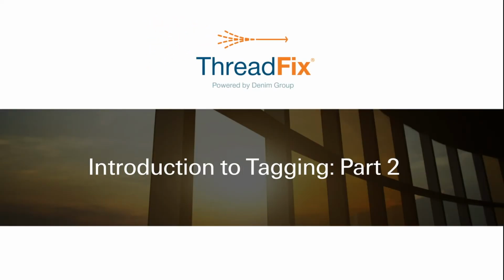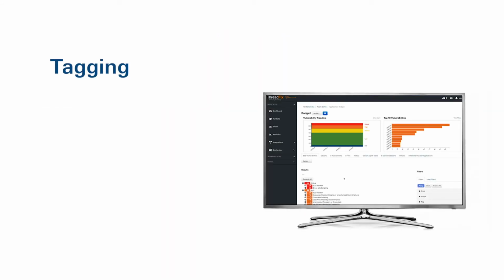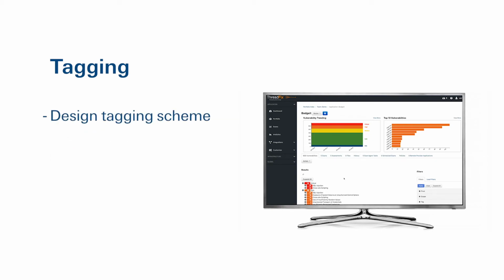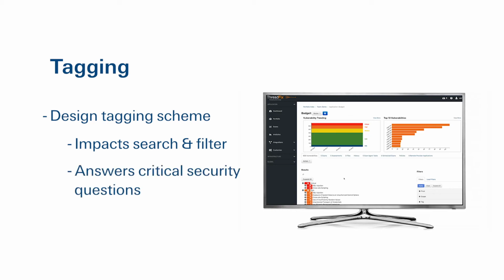Welcome to part 2 of our tutorial on ThreadFix tagging. Tagging is a powerful way to attach metadata to different items in ThreadFix. Designing the tagging scheme is an important step in planning your ThreadFix deployment because it impacts how you can search for and filter data to answer critical questions about your security program.